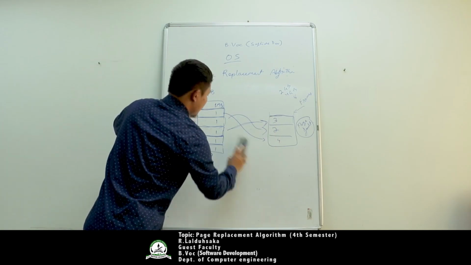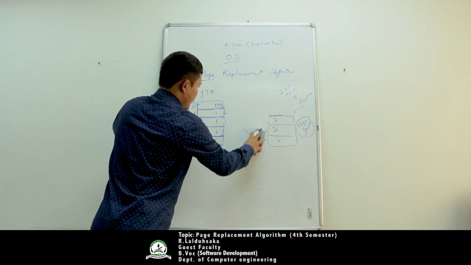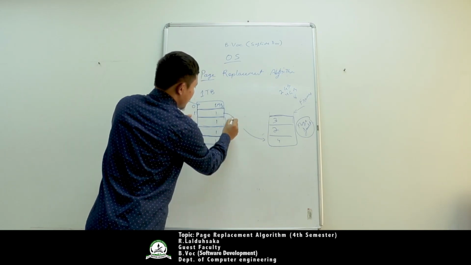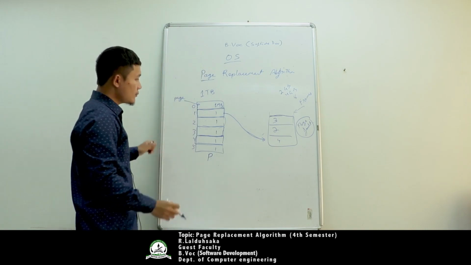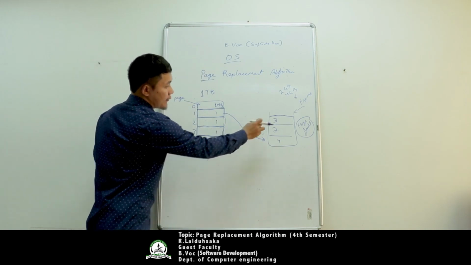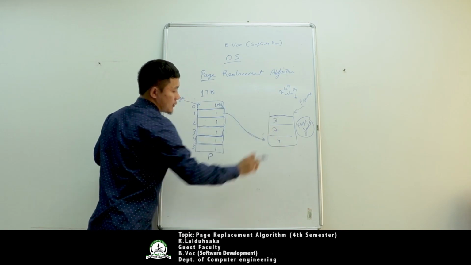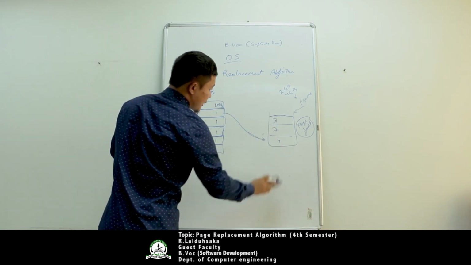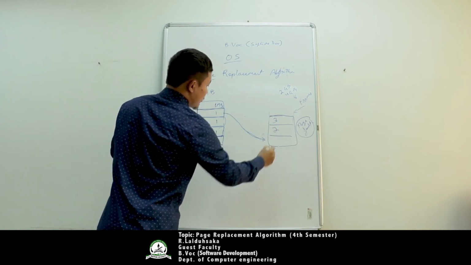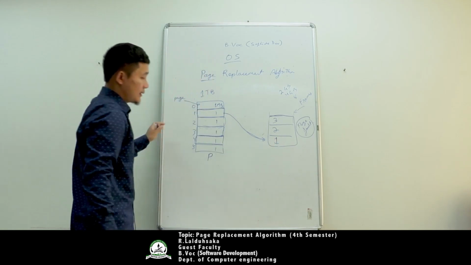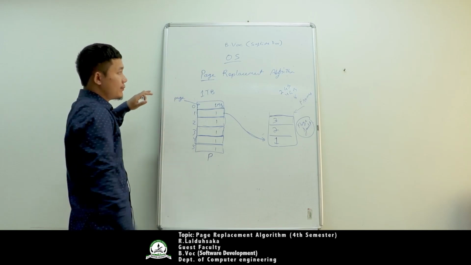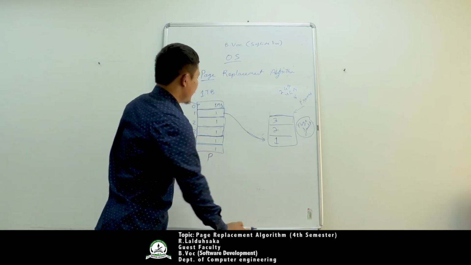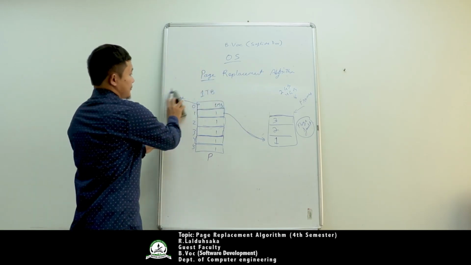So we have to replace any one of these. Let's say we replace 4 with 1, like this. For this replacement, there are different page replacement algorithms. This is the page replacement.